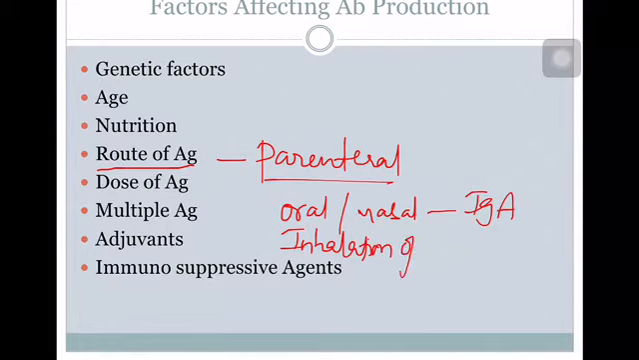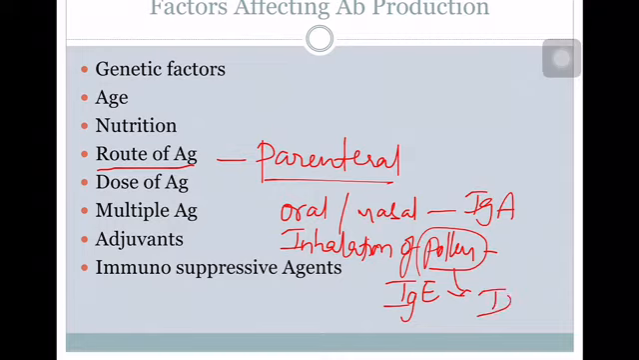Inhalation of antigens, such as pollen antigens, induces the synthesis of IgE antibodies, whereas the same antigen, if given by the parenteral route, induces the synthesis of IgG. So, the route of administration and the route of entry of the antigen is also important for the generation of antibodies.